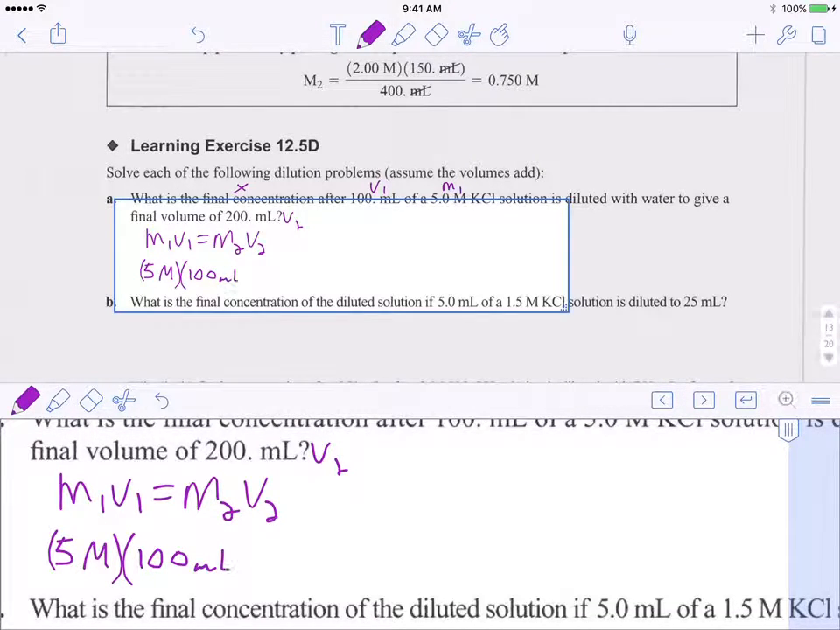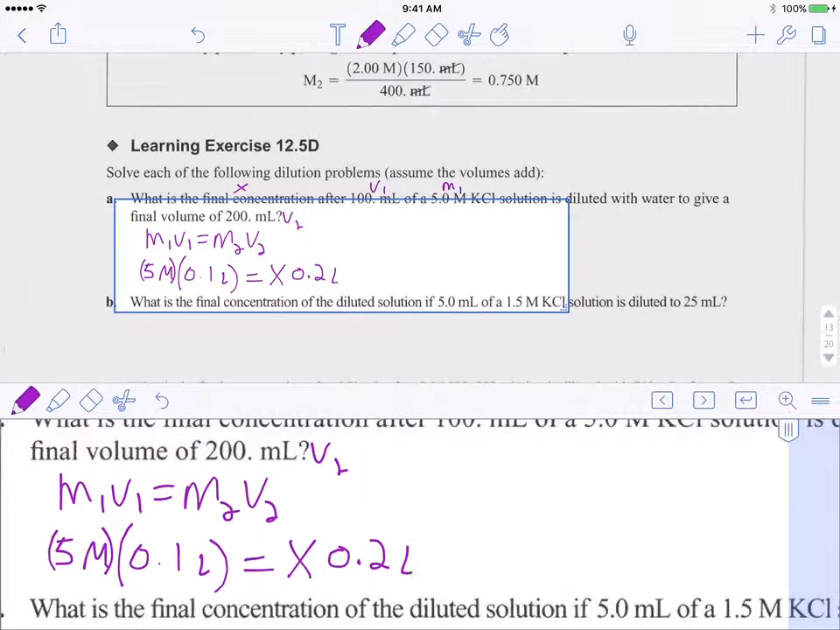100 milliliters. Okay, now I'm going to change that to liters. It's always a good habit to keep our units the same. So if I divide by 1,000, I'll get, oh that's terrible, 0.1 liters equals X times 0.2 liters. Okay.